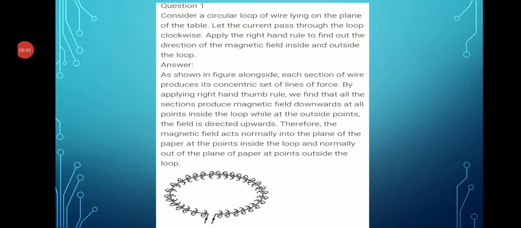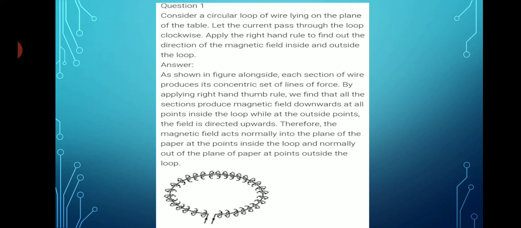First one, that is Q question answers. Consider a circular loop of wire lying on the plane of the table. Let the current pass through the loop in clockwise direction and apply the right hand rule to find out the direction of the magnetic field inside and outside the loop. Okay, here the figure is given. Just observe that figure, and the current is in a clockwise direction. See the direction of the magnetic field. Here by applying the right hand thumb rule, we find that all the sections produce magnetic field downwards at all points inside the loop. So inside the loop, the magnetic field is in a downward direction.